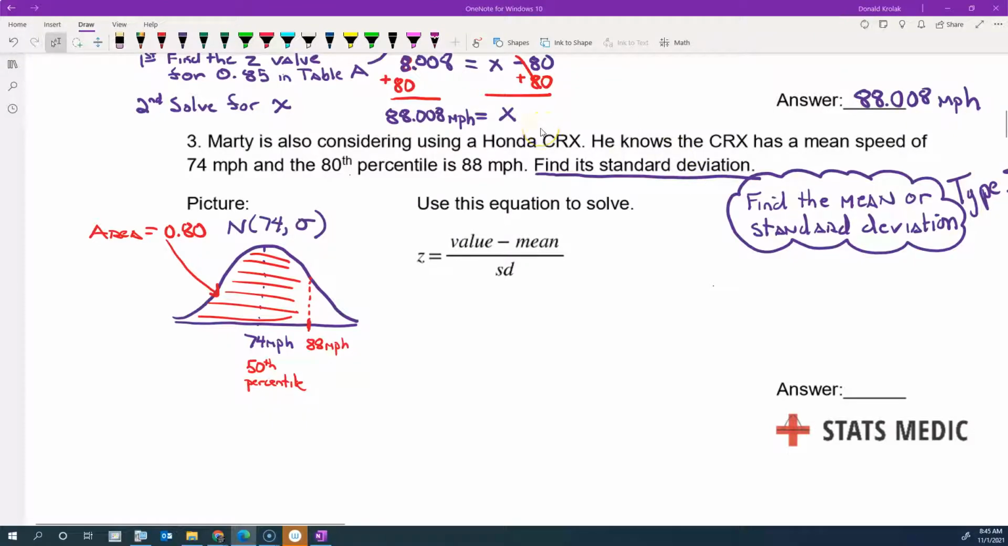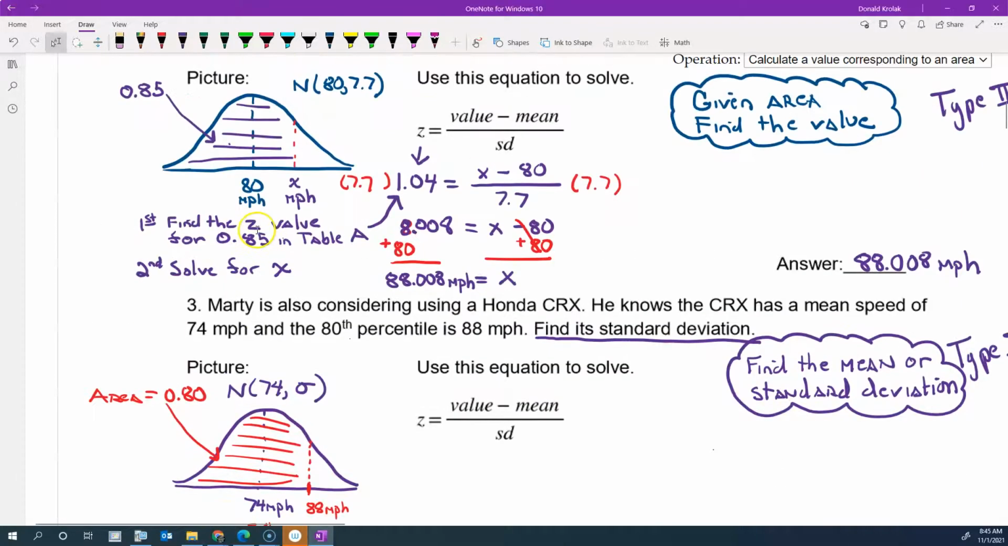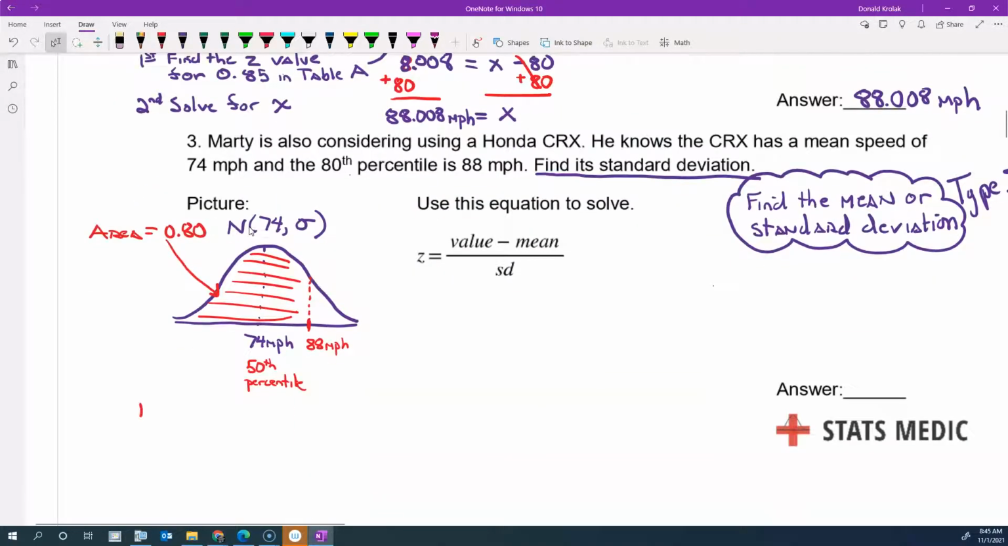All right, so what you're going to do on this is you're going to start off doing the same thing you did here. Okay, get the z-score that goes with this area. So first, you want to find the z-score for this area. And when you get that, you're going to put it right there.